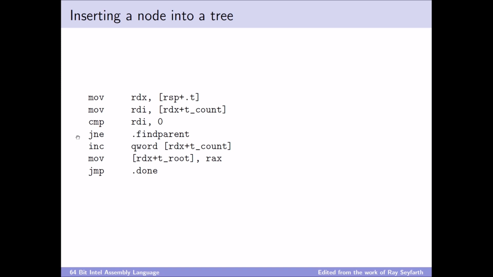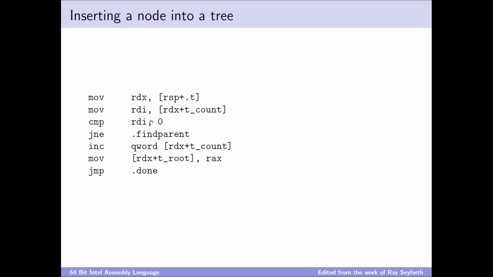Moving on, we now need to cater for the case where we have a tree that actually has no nodes present. This is where we need to assign the newly created node as the root. So what we are going to do is first retrieve the tree from our stack-based storage. I'm going to move this into RDX, and then I'm going to extract from that the count, so the number of nodes present in that tree itself. Now RDI will contain that count. I'm then going to compare RDI with 0. If RDI is equal to 0, it implies that our tree has no nodes, and we need to deal with the special case.